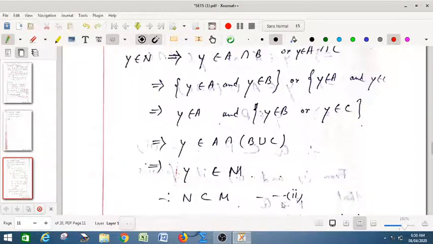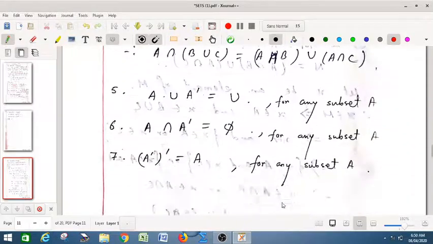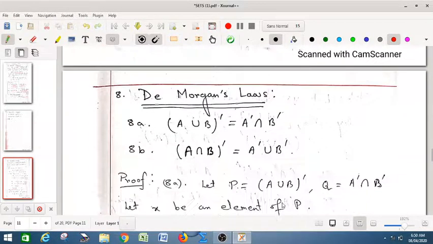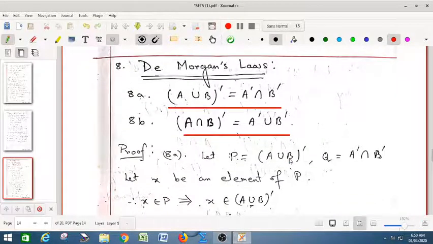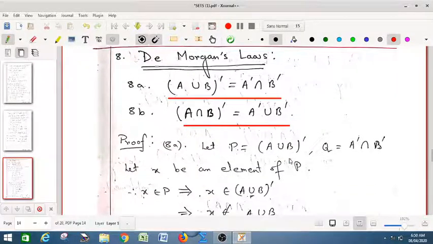Next we'll see De Morgan's law. De Morgan's law is very important. A union B whole complement is A complement intersection B complement, and A intersection B whole complement is equal to A complement union B complement. This is very important, De Morgan's law. So I will prove that first part.